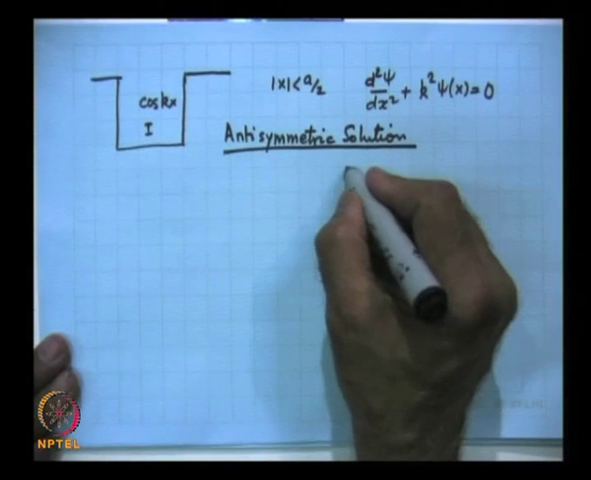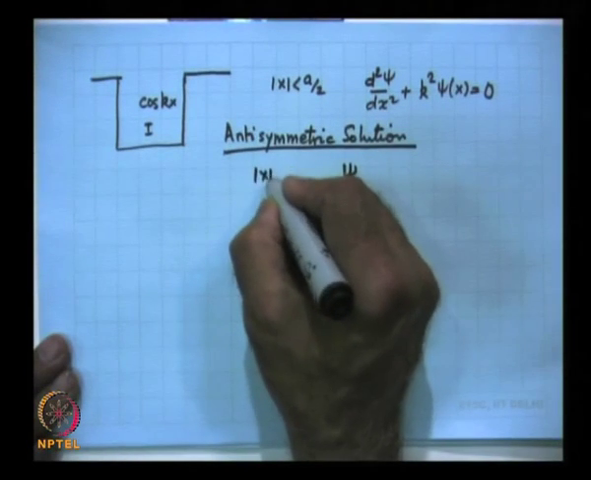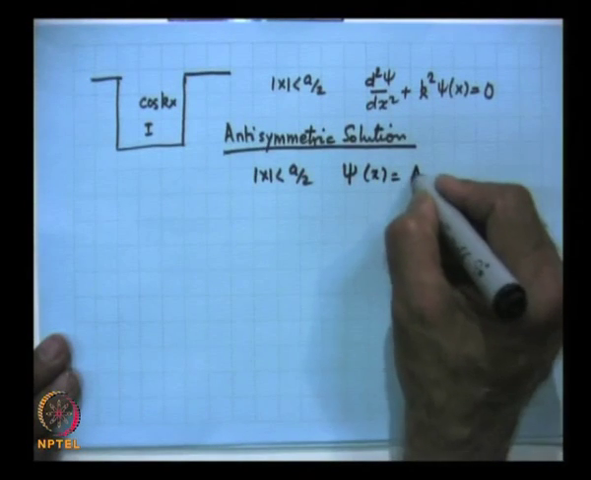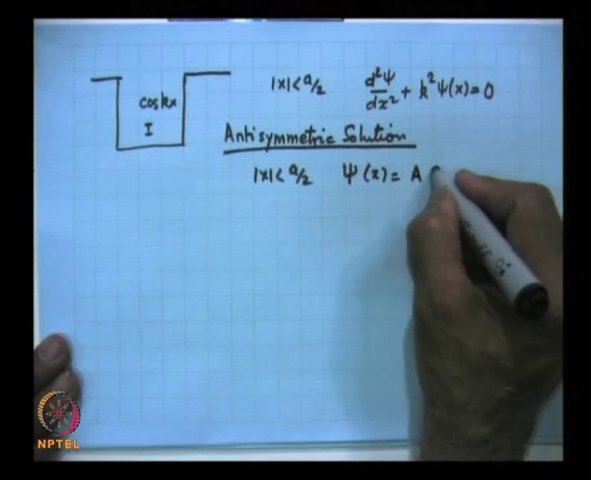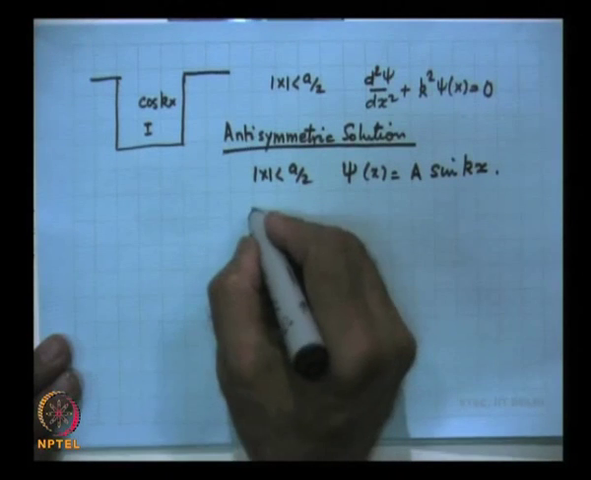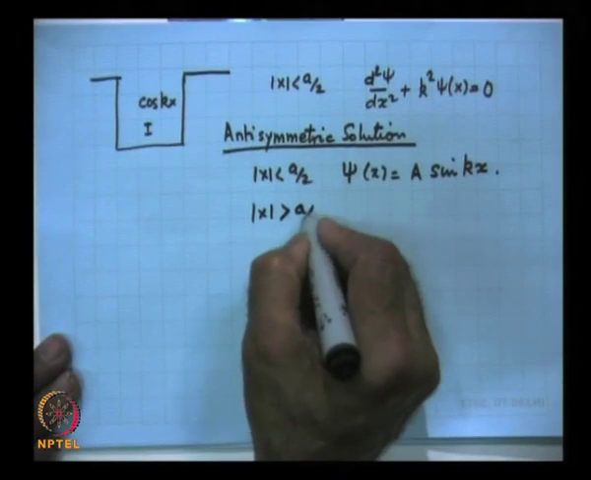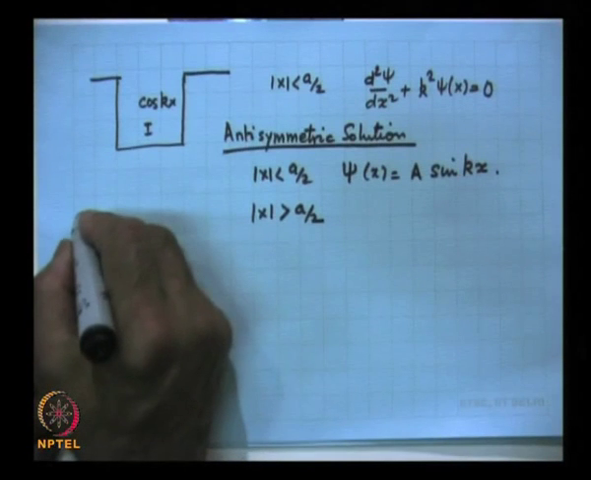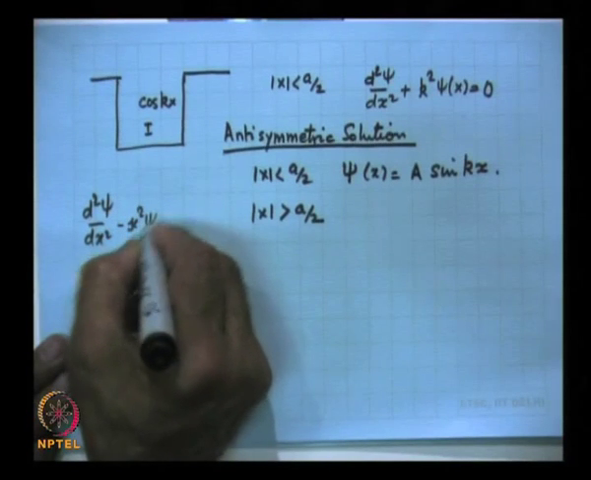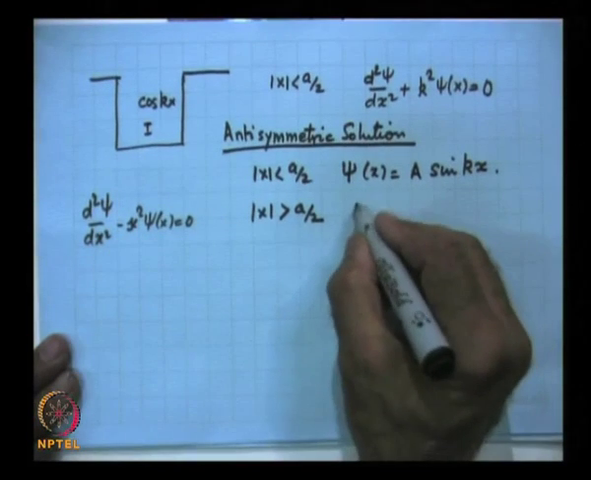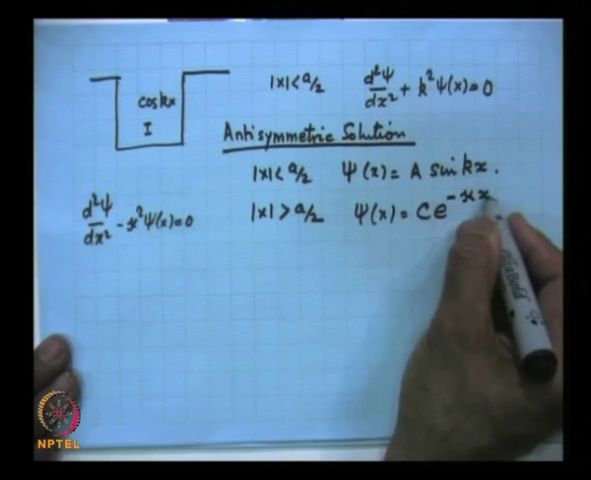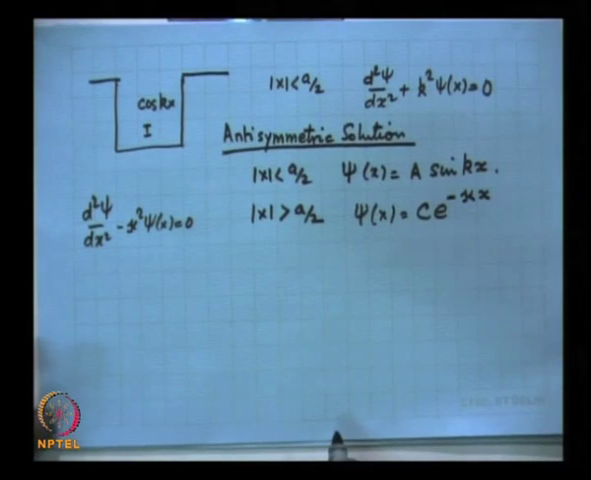In the anti-symmetric solution, we will have in the region x less than a by 2, psi of x is equal to a sin k x. And for x greater than a by 2, we will have again the same solution. The Schrodinger equation will be d2 psi by dx square minus kappa square psi of x is equal to 0. So, the solutions will be psi of x will be an exponentially decaying solution, c e to the power of minus kappa x.